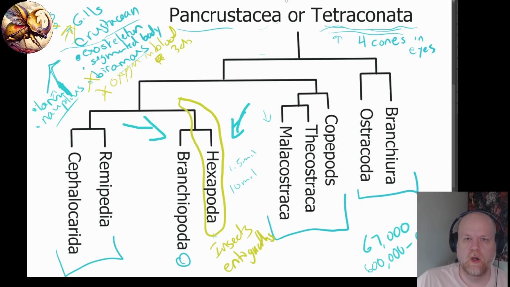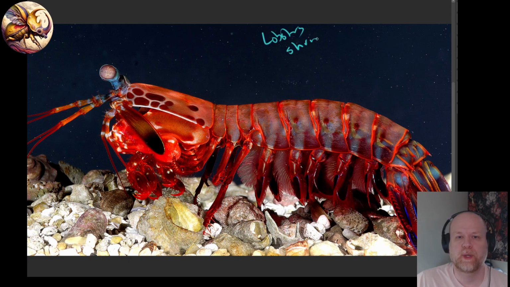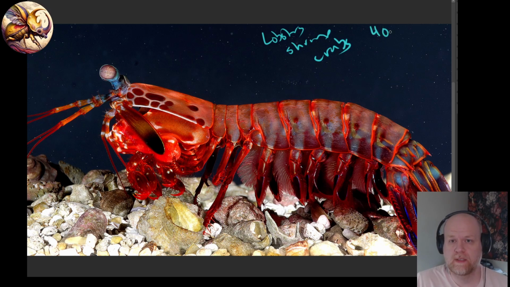The Malacostraca are what you think of when you think of crustaceans. The Malacostraca are the lobsters, the shrimp, the crabs. All of these are Malacostraca. This is the largest group of crustaceans. There's something like 40,000 plus species of these.